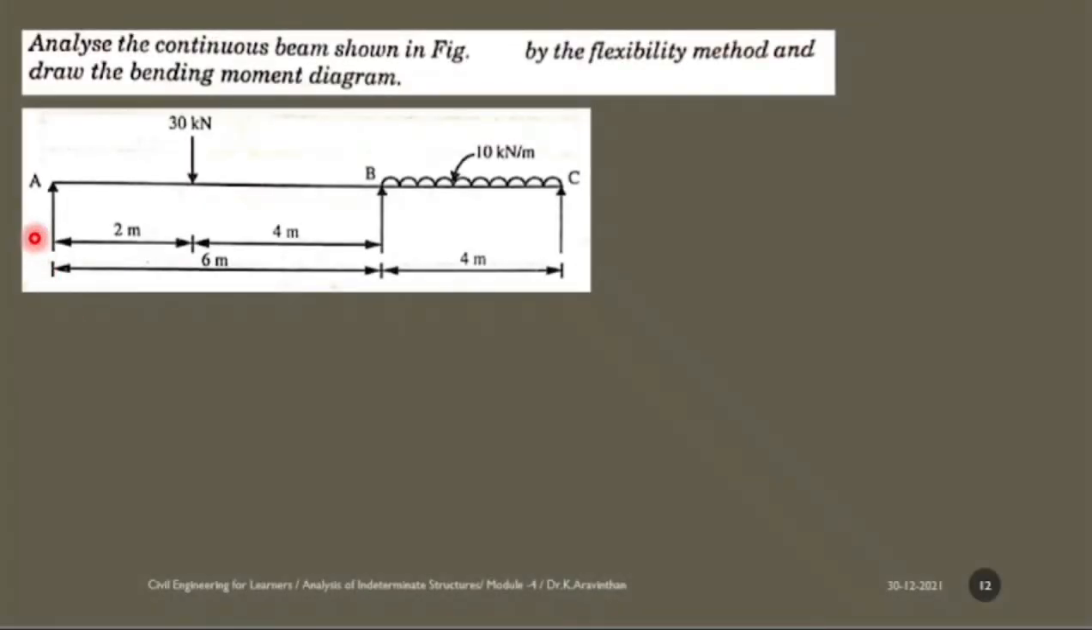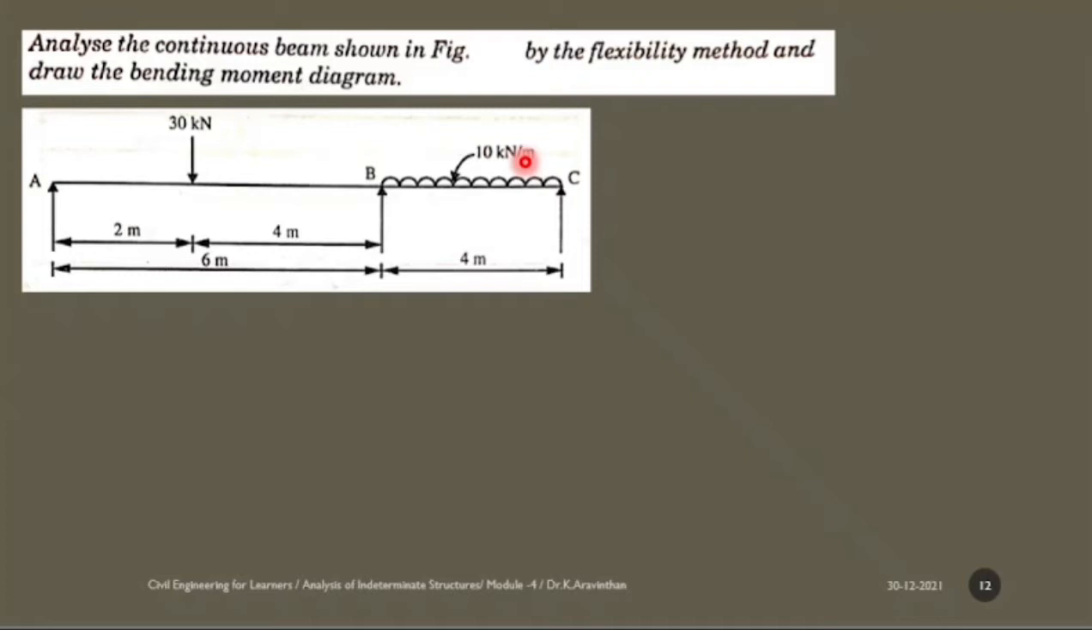A two span continuous beam is supported by hinge support at all the 3 points, and you have two types of load, that is a point load of 30 kN and UDL of 10 kN per meter. So you have to analyze the structure by matrix flexibility method.